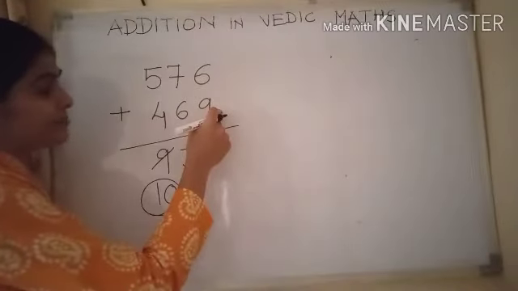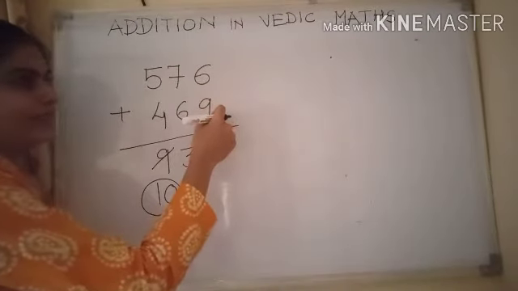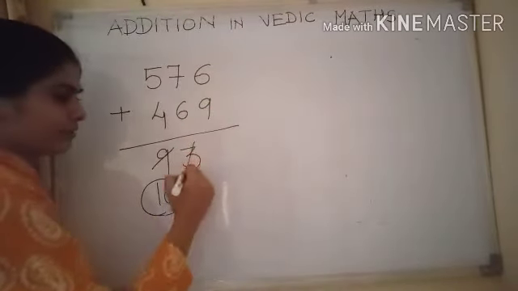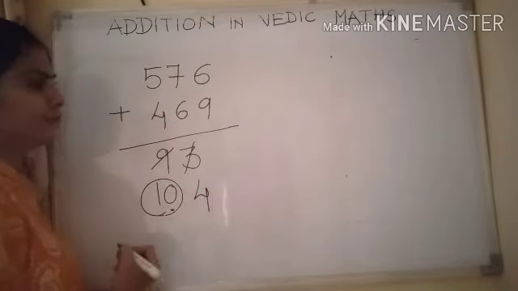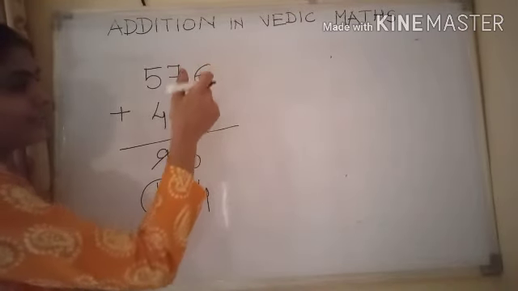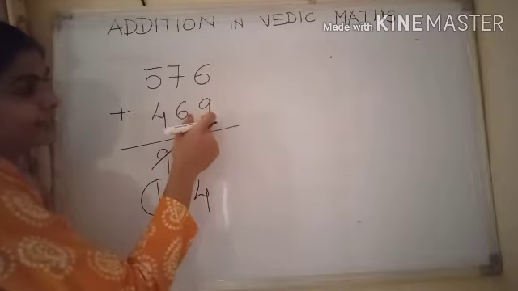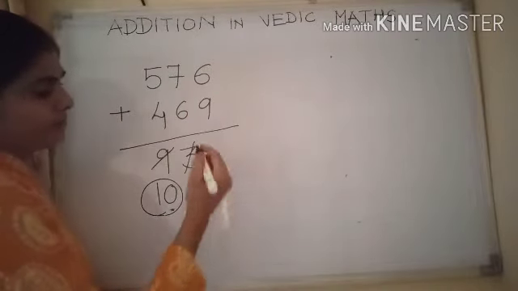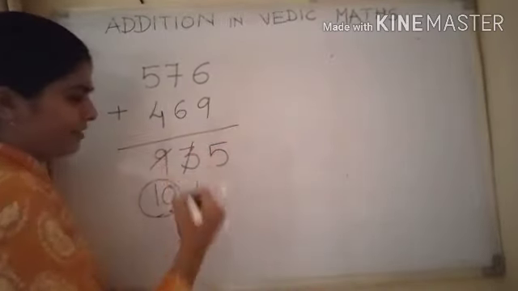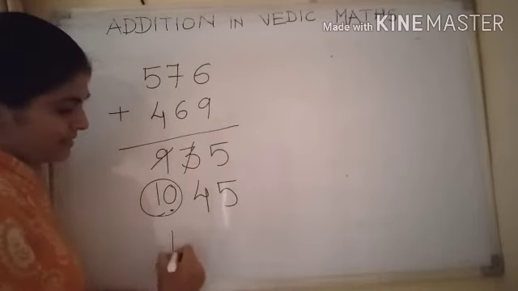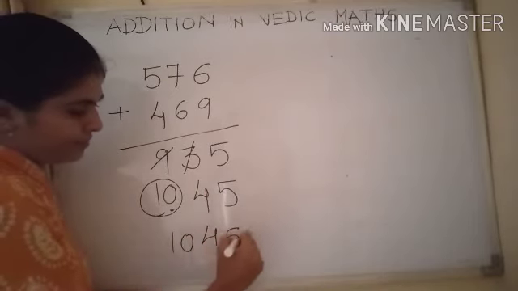But look at the next pair. The next pair is a carry combination. So instead of 3 we need to write 4. And 6 plus 9, which is equal to 15. So we need to write this 5. So the actual answer is 1045.